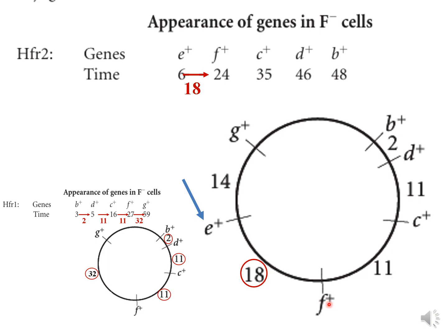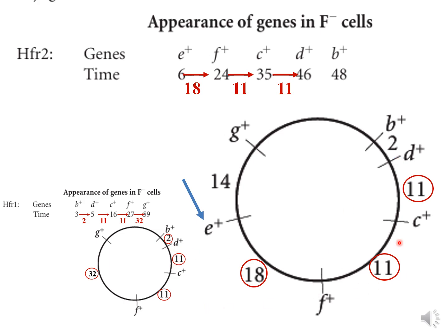Now look at the distance between F and C. The F and C distance is 11 as calculated, and it is exactly the same as what we calculated for HFR1. ठीक है. फिर उसके बाद C और D के लिए हम calculate करेंगे तो वो भी exactly 11 है जैसे कि हमने HFR1 के लिए calculate किया था.